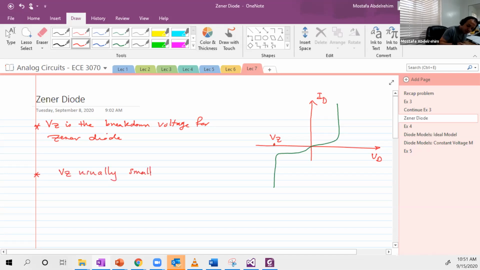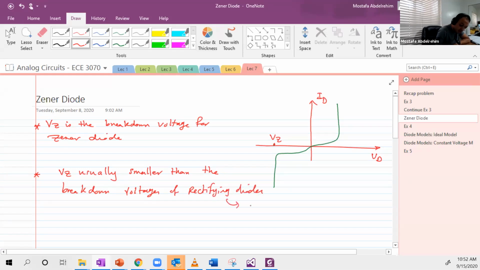So Zener breakdown voltages are usually small compared to the breakdown voltages of rectifying diodes, which are usually in the hundreds. This is maybe less than 20 or something. Usually very, very small.